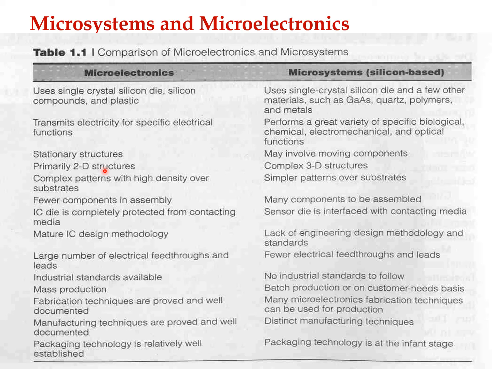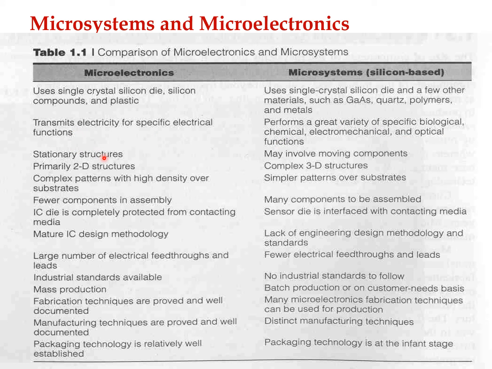Then what is the difference between microsystem and microelectronics? From microelectronics only, the microsystem has been developed. Microelectronics uses only single crystal silicon die, silicon compounds and plastic. But the microsystem also uses the single crystal silicon die and a few other materials such as gallium arsenide, quartz, polymers and metals. So it can transmit electricity for specific electrical functions. Microsystem performs a great variety of specific biological, chemical, electromechanical and optical functions.